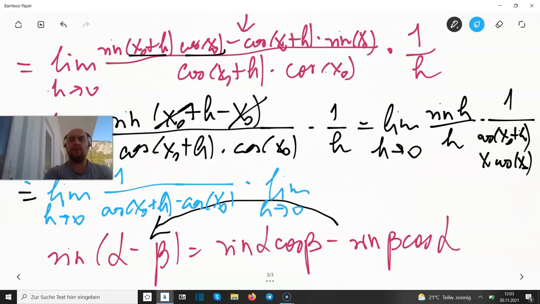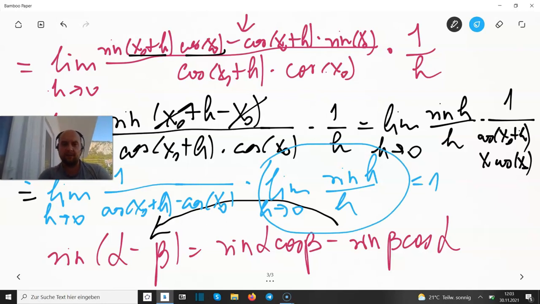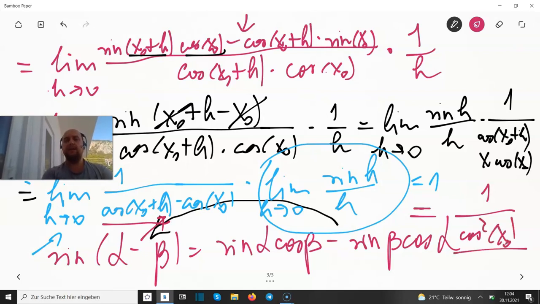And we have limit h towards 0 of sine of h divided by h. If you remember this one, we proved that this is equal to 1. So it does exist. I have no problems here. But what about this one here? Do we have any problems here? Actually, no, we don't. Because if h is 0, we just have cosine of x0 times cosine of x0, which is just cosine of x0 squared. So the total result would be 1 divided over cosine squared of x0. And as you can see, this is exactly the derivative that we've been getting with the quotient rule.